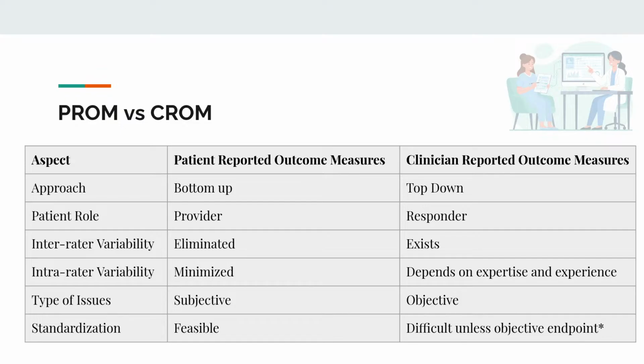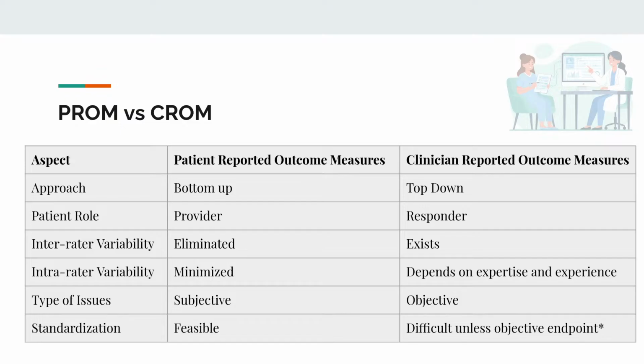The key difference is that a patient reported outcome measure is a bottoms up approach where the patients themselves provide you with the response, and because patients provide you with the response, inter-rater variability and intra-rater variability is significantly minimized and reduced. Now this is not something that is new, this is something that is well known.